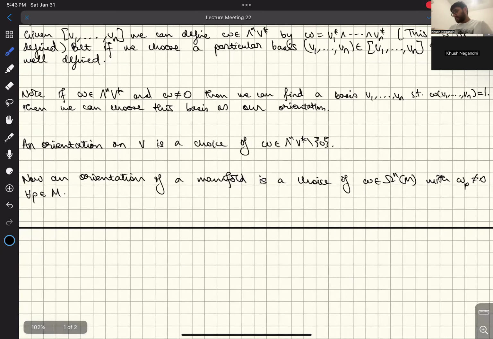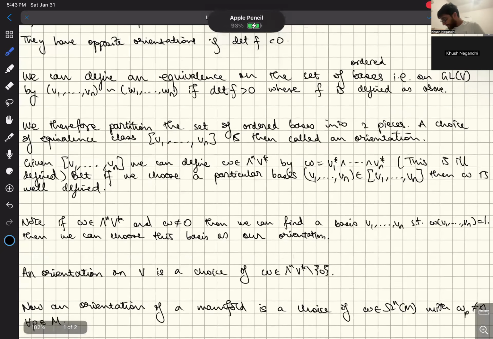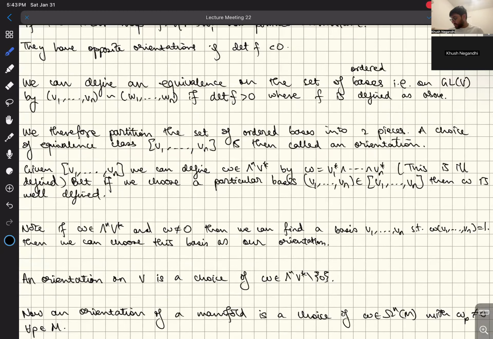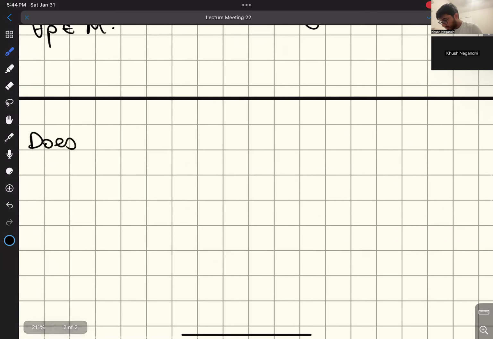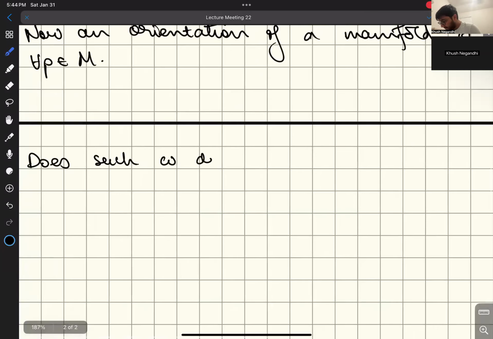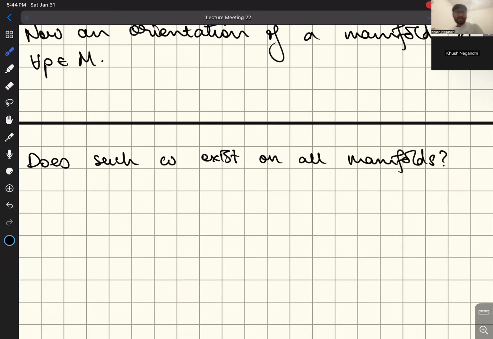So in the case of vector spaces, we could make this choice of top form. We could always just pick an arbitrary basis. It doesn't matter which one. And then we could take its associated volume form, and that would give us an orientation on the vector space. But now the question is, does such an orientation always exist on an arbitrary manifold? Does such omega exist on all manifolds? And the answer is no.